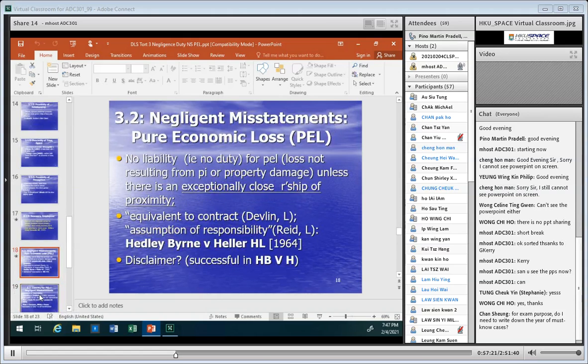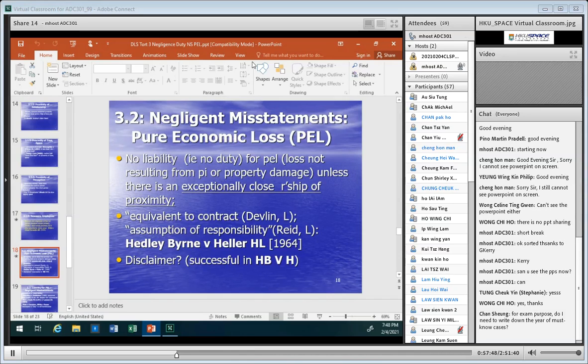Now on to negligent misstatements. We got into this last time, but we didn't finish this off. So let's go through duty of care owed where the type of damage suffered by the plaintiff is pure economic loss. And this can be as a result of a negligent misstatement, okay? It can also be negligent conduct, but we'll get onto that a bit later. Dealing with negligent misstatements first.